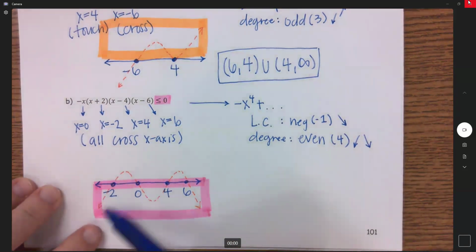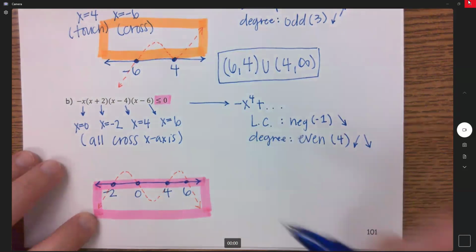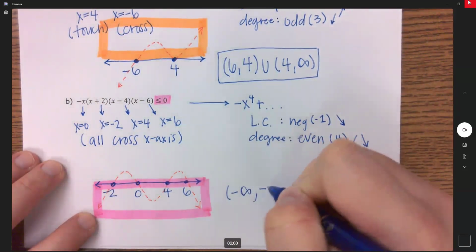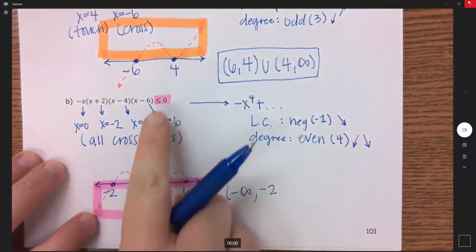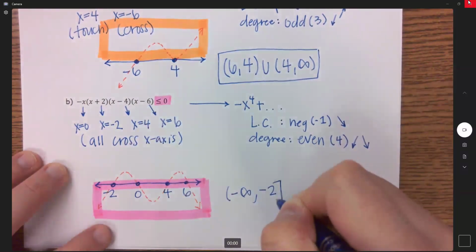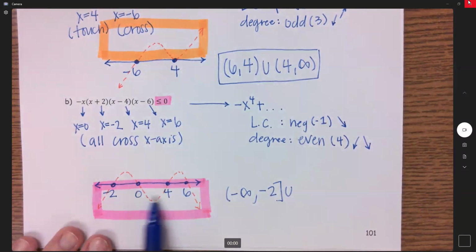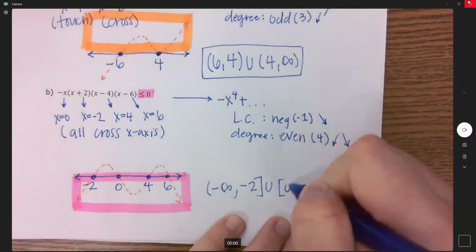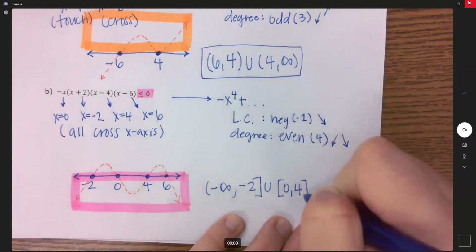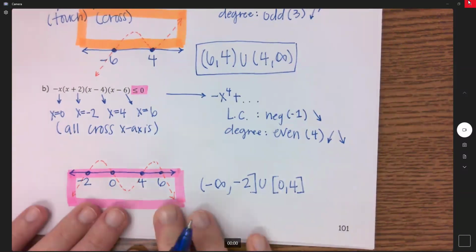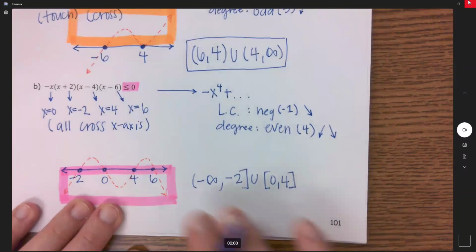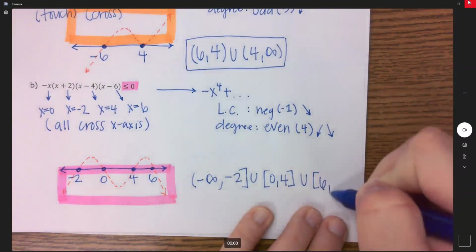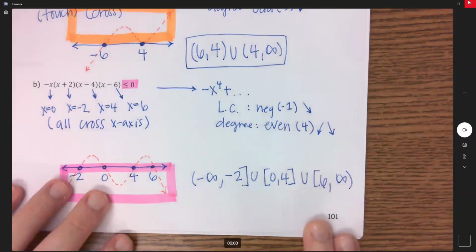So we have this portion here. This is -infinity to -2, and or equals -2, so bracket. Then we have this loop down here, 0 to 4, brackets. And then we have this loop, or this portion down here, from 6 to infinity.